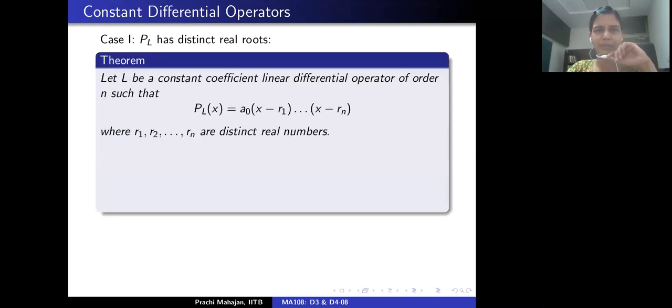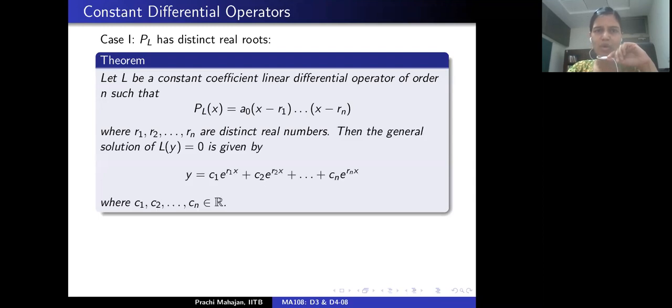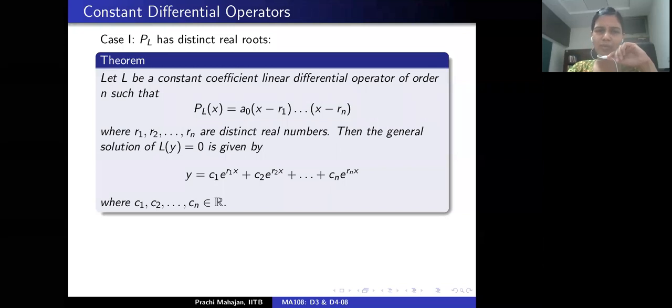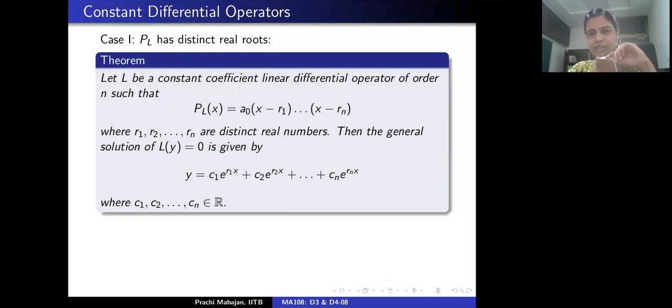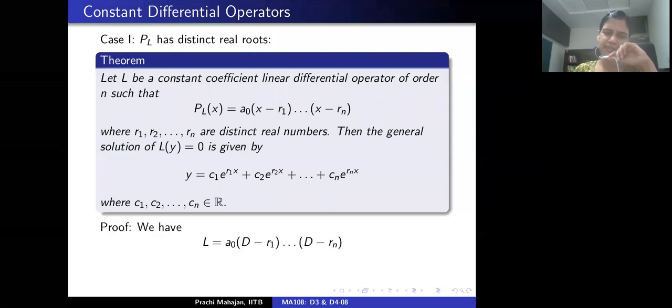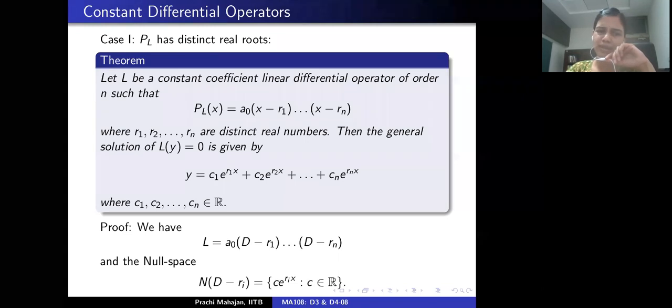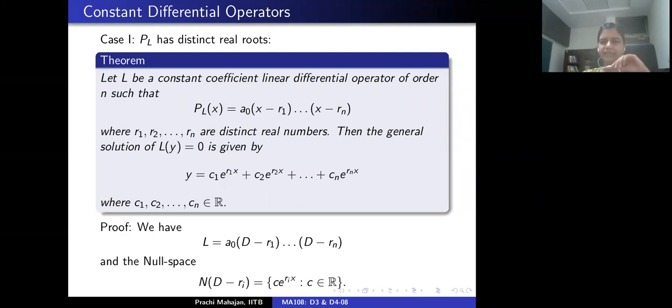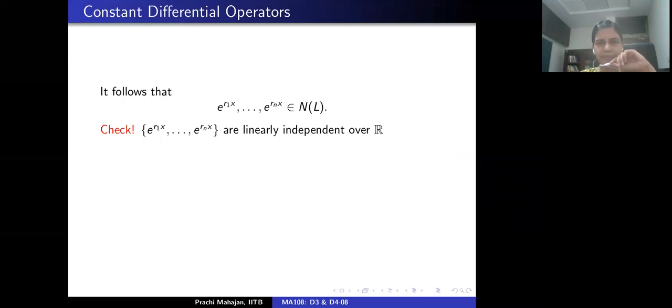So what is it that I wanted to say here? Suppose you have a constant coefficient linear differential operator of order n such that the associated characteristic polynomial has n distinct real roots. Then the general solution of the homogeneous differential equation is given as a linear combination of exponential R1x, exponential R2x, ..., exponential Rnx. This follows because, using the factorization of the characteristic polynomial, one writes down the equivalent factorization of the operator L, and one knows how to compute the null space of each factor D minus Ri, and we are quite done. All that remains to check is that exponential R1x, ..., exponential Rnx is a linearly independent set. I'll leave this for you to check.